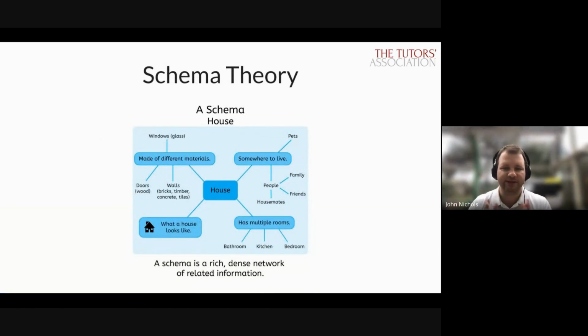So schema theory. Schema theory is the idea that the information you've retained in your memory is stored as rich, dense networks of things that are related to each other. So in this particular example, we have a house.